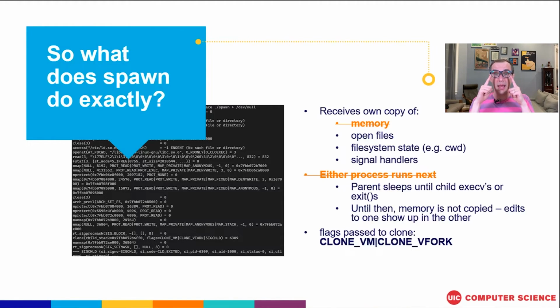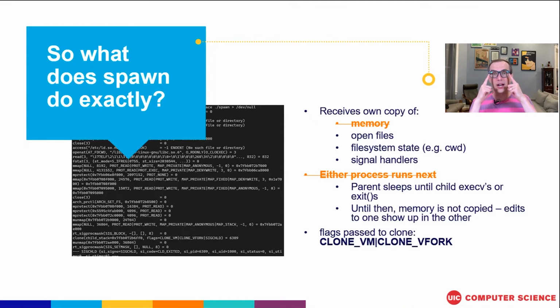And based on the definition of clone, the parent will not run any more instructions until the child either execvs or exits. The parent is blocked until that happens. And until then, there's only one copy of the memory. So what POSIX spawn does is it goes from, we got one process, we call POSIX spawn, we have two, pointing at the same memory.